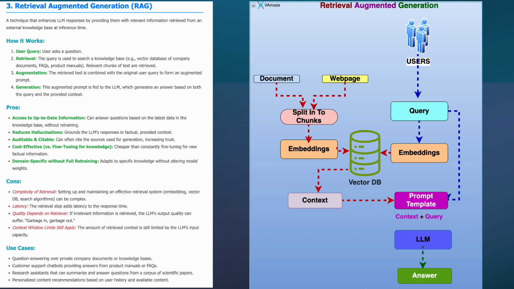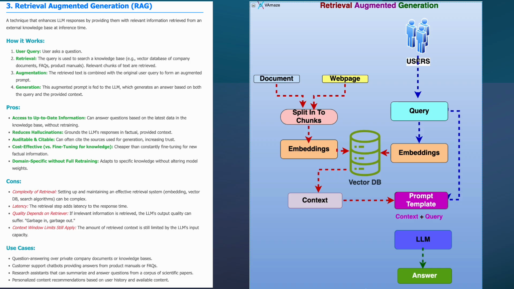Let's break down how it works. First, the user submits a query or asks a question. Second, this query is used for retrieval. It searches an external knowledge base. This could be a vector database of company documents, FAQs, product manuals, or even a live database. The system retrieves the most relevant chunks of text.